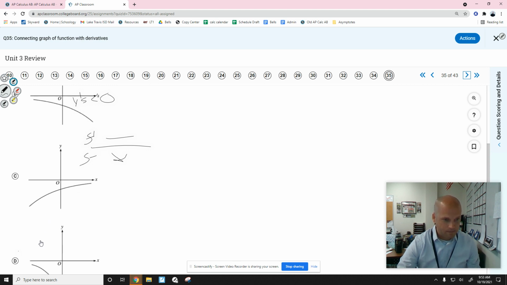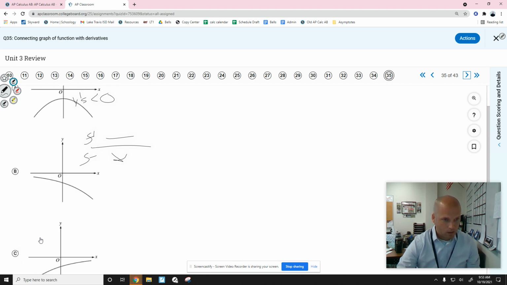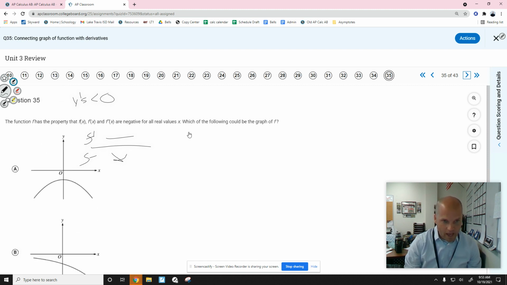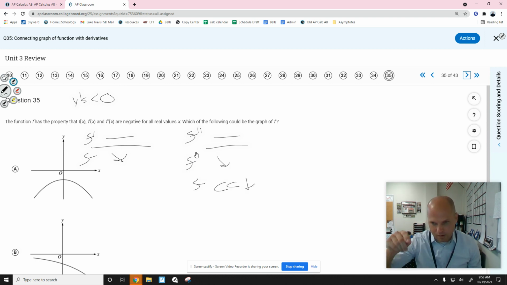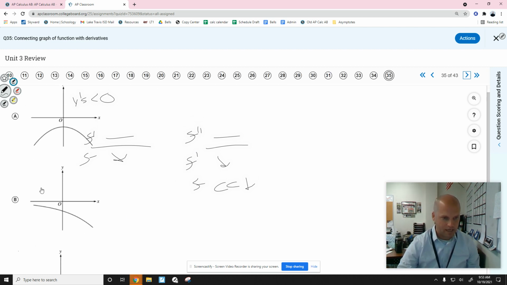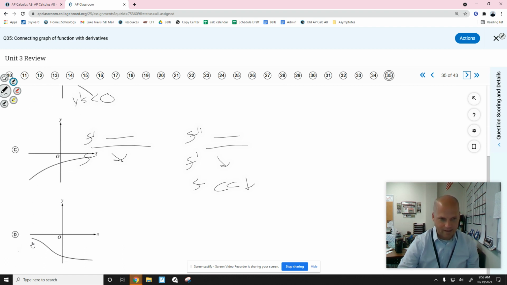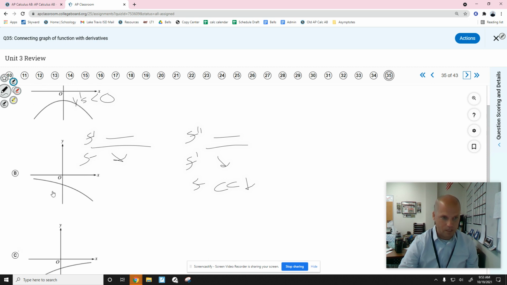So D and B are my options now. F double prime is negative, which means f prime is going down, which means f is concave down. I need to be going down, concave down, underneath the x-axis everywhere. D is not that because D is like down, concave down, concave up. B. It's a good question.